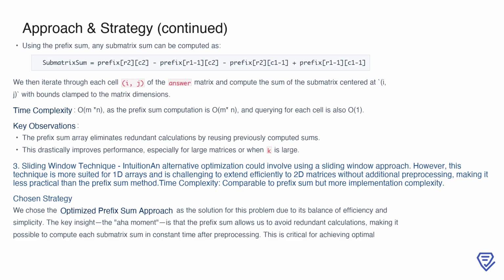This optimized approach reduces the overall time complexity to m*n, as both the pre-processing step and the subsequent queries operate efficiently. The key insight here is that by reusing previously computed sums, the prefix sum approach drastically outperforms the brute force method, especially for larger matrices or higher values of k. While other techniques like the sliding window approach exist, they are more suited for one-dimensional arrays and introduce additional complexities when extended to 2 dimensions.